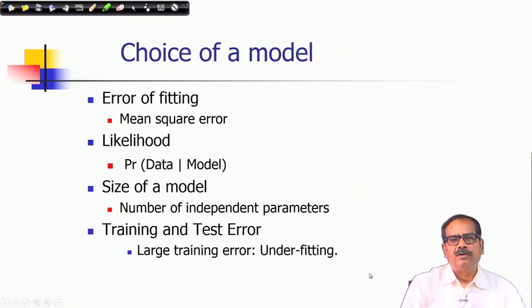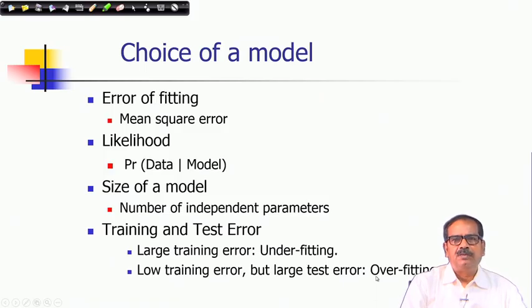For example, if your training error is very large, that itself reflects that your model is weak, it does not explain the data properly. So, it is an underfitting case, which means the number of parameters in the model may have to increase.